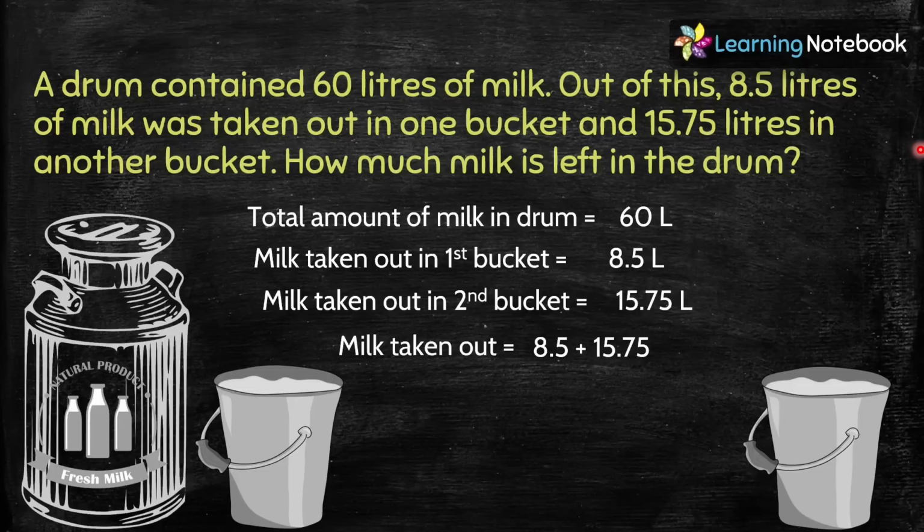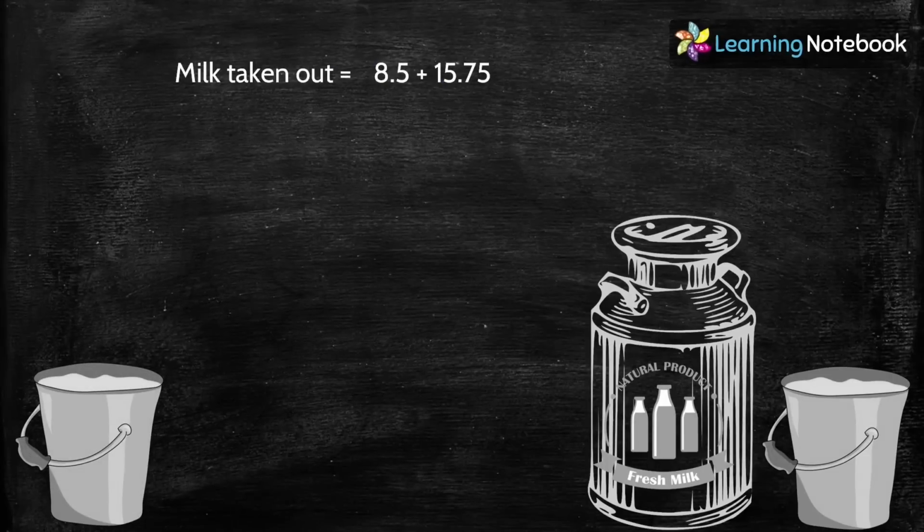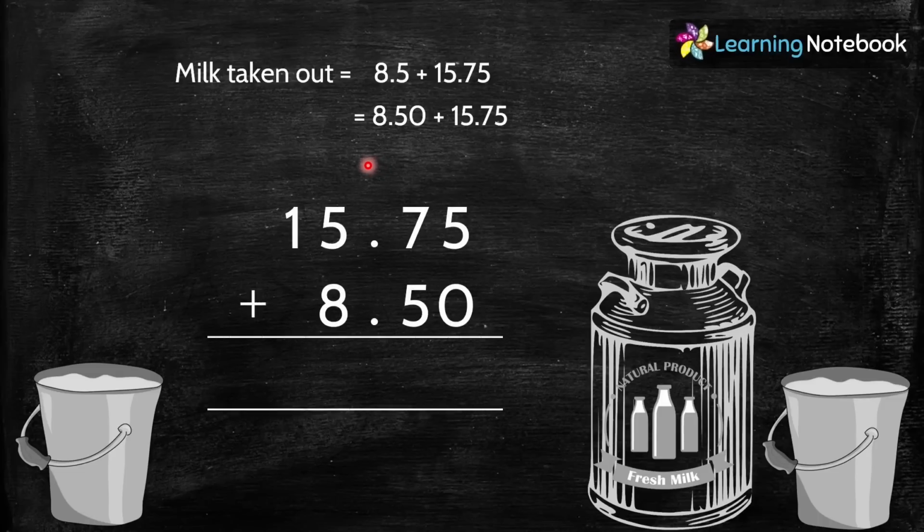So for this, we will add both 8.5 liters as well as 15.75 liters. Students, to add these two decimal numbers, we have to make them like decimals. So 8.5 becomes 8.50. Now let's add them, write them in columns and then start adding them from decimal part.